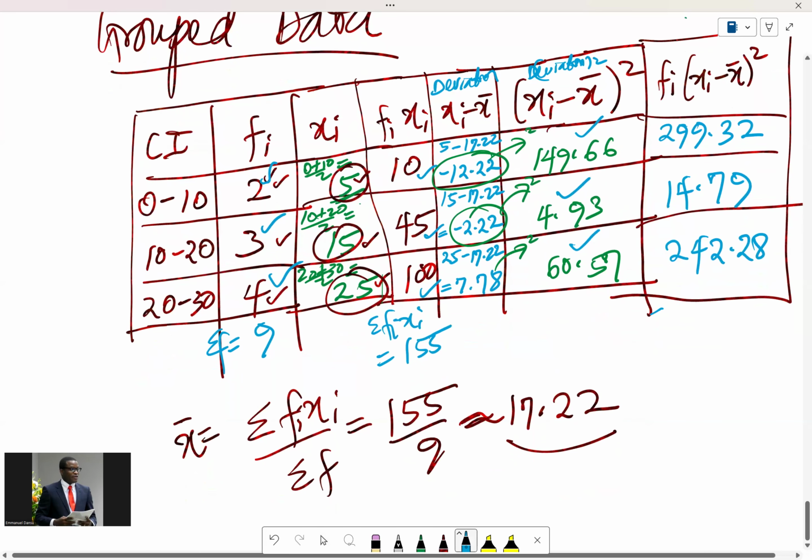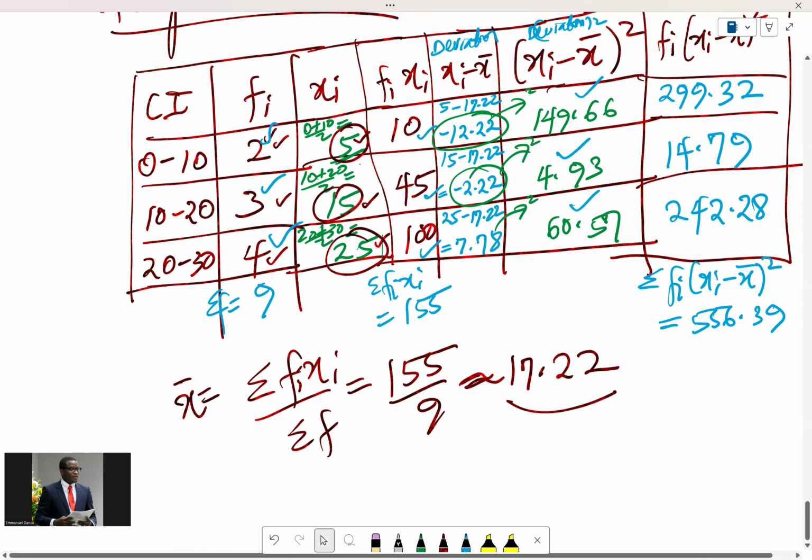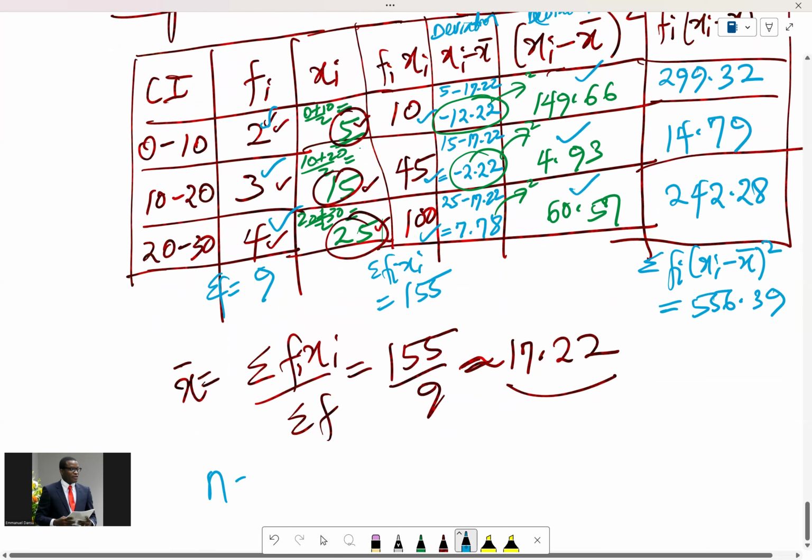So this is the summation of f_i times (x_i minus x bar) all squared. When you sum all of that together, you should get 556.39. Okay, 556.39. Of course, we know n is the same thing as the summation of f, and that is 2 plus 3 plus 4, which is equal to 9. So we have all the parts together now.